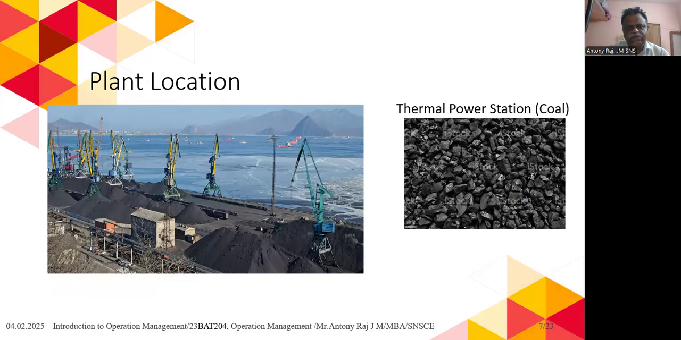So plant location is very vital, and for plant location there are a lot of factors like whether it is prone to earthquakes, the future expansion, the cost, the connectivity with the nearest cities, availability of labor. All this stuff will come into the plant location factor.